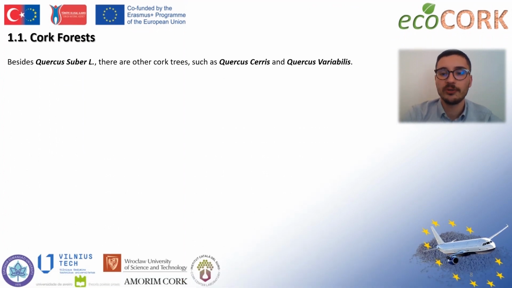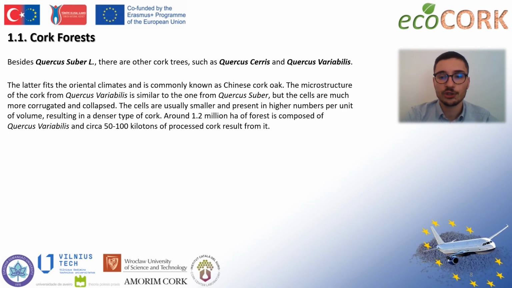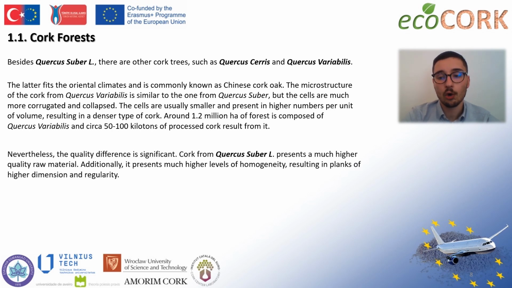There are other cork trees besides Quercus suber, such as Quercus variabilis and Quercus cerris. This one grows well in Asian climates and is often called Chinese cork oak. Cork from Quercus variabilis has a similar microscopic structure to cork from Quercus suber, but the cells are much more wavy and collapsed. About 1.2 million hectares of forest are made of Quercus variabilis, which is used to make about 50 to 100 kilotons of cork. Even so, there is a big difference in quality. Cork from Quercus suber is a much better raw material.